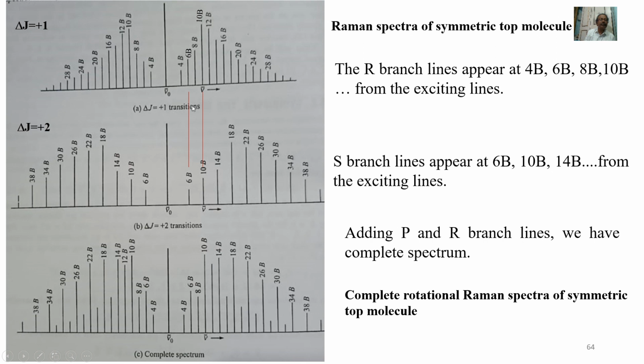Now here we have 6B and here also we have 6B. So look at the line, this is somewhat enlarged, because we add these 6B and 6B, and that is the enlarged line. And here 8B alone is there, here there is no 8B, so 8B as it is. Now we have 10B here, and here also we have 10B. So we add these two, so we have an enlarged line. Like that we add to get the complete rotational Raman spectra of a symmetric top molecule.